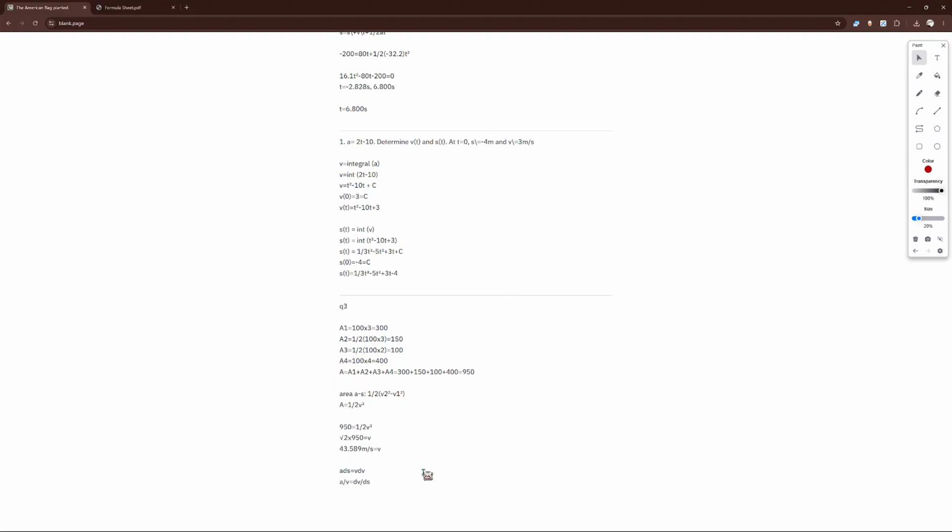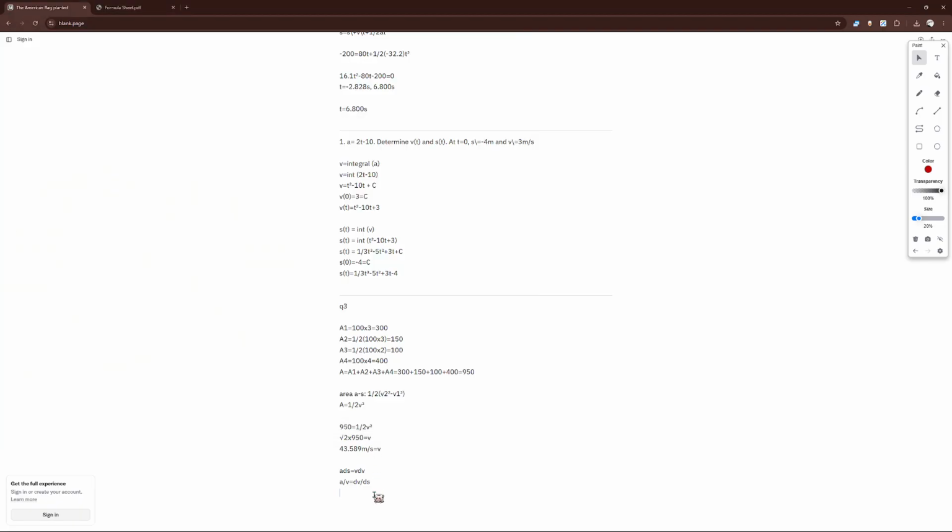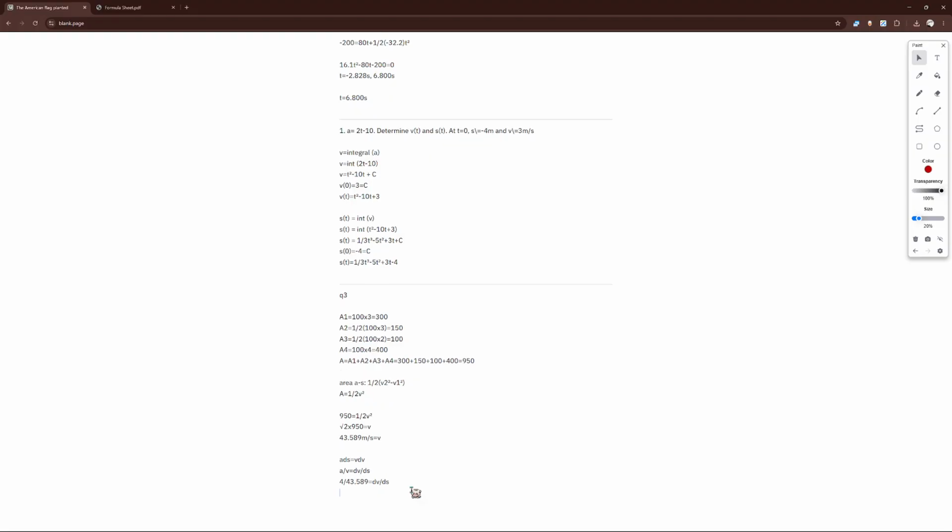That's pretty easy. What's our acceleration? Well, we're looking for the acceleration at point 2. And if we check, acceleration is 4. Velocity, we just calculated, 43.589, right? And this is equal to dV/ds. So we just plug this into our calculator, and we get that the derivative at that point with respect to velocity is going to be 0.0918, sorry, 3 significant figures, is equal to dV/ds. So that is that question completely done.